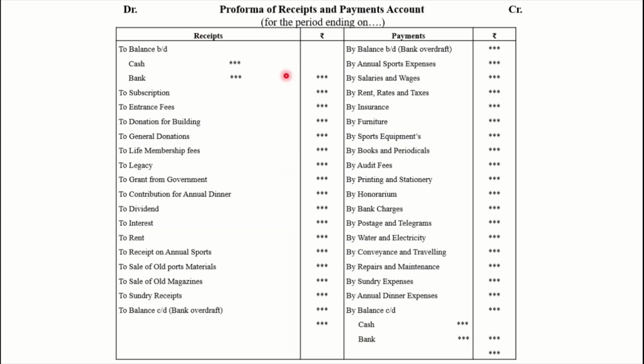Please remember, while maintaining the receipt and payment account, we prepare it in the same way as a cash book. It is a real account. We record only cash transactions. There are no credit transactions recorded in the receipt and payment account, and we consider only the current year or specific month's receipts and payments.